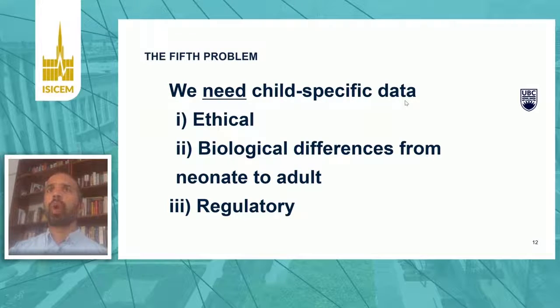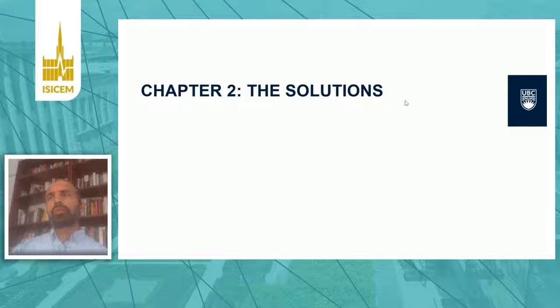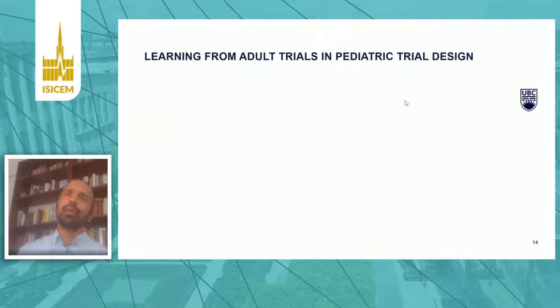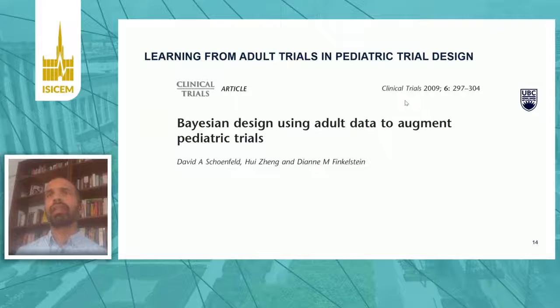Our governments want child-specific data to better inform policies from an equitable access perspective. So, what are some possible solutions? One mainly is to learn from adult trials in pediatric trial design. And this idea has been floating around for a number of years now, to integrate a Bayesian design from adult data to augment pediatric trials.